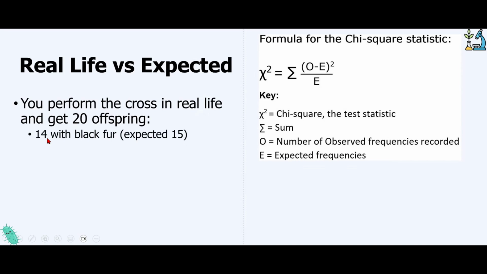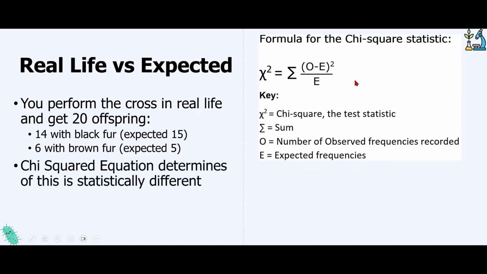Remember that real life is never going to be exact. Now, for the brown fur, we had expected 5 of them. We only expected 1/4 of the offspring to have brown fur, but we actually got 6, so 1 higher. And so those are your expected results, again, using the Punnett square, and then this is what we actually got in real life. Now, it's not super far off, but it is different. And so the question is, is this statistically significant? And we use chi-squared to do this.